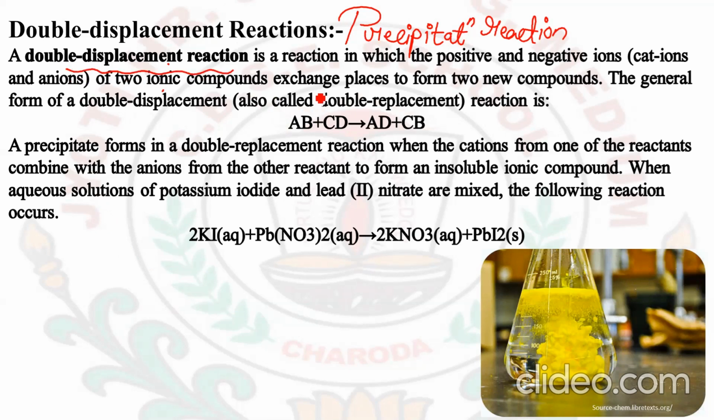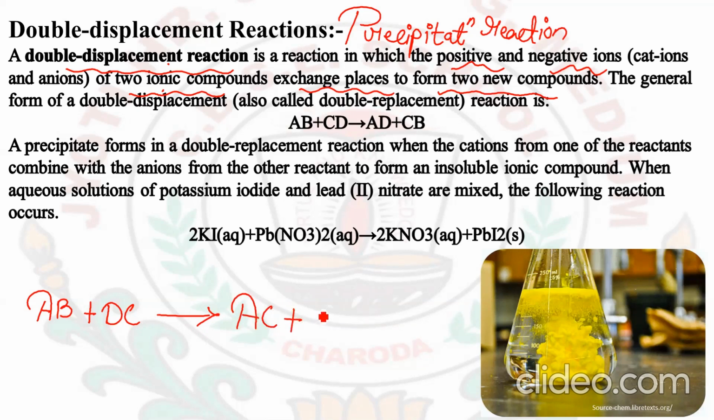What happens here? In a double displacement reaction, the positive and the negative ions of two ionic compounds get exchanged with each other to form new compounds. So the general formula becomes: if I have two ionic compounds such as AB and DC, then in a double displacement reaction, a new compound AC will be formed and a new compound DB will be formed.